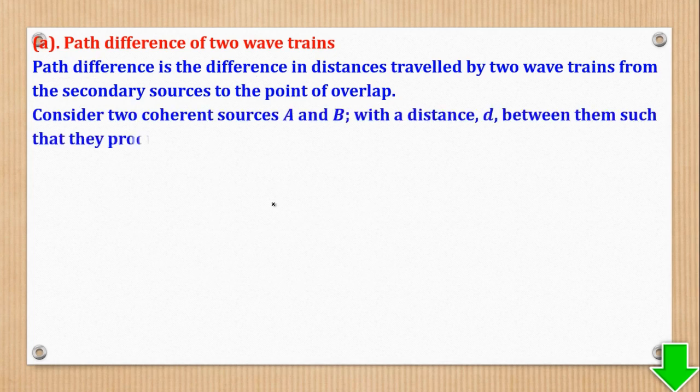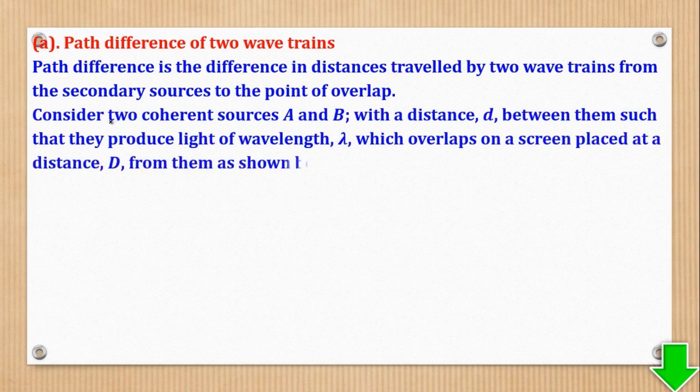So you're going to derive this thing called path difference. You consider two coherent sources A and B with a distance d between them, such that they produce light of wavelength lambda, which overlaps on a screen placed at a distance capital D, as shown below. So we shall need an illustration.